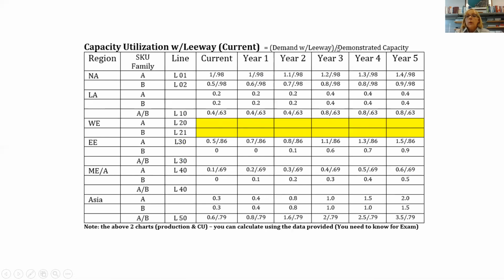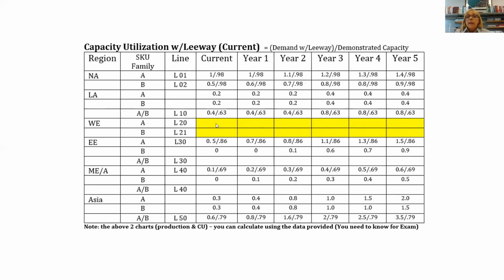The second number here, we said, we're just separating it from the demand with leeway by looking at the second one, which is demonstrated capacity, 0.98. Unless we do something to change that capacity, that's what we're showing currently and all the way through year 5. And this method will make more sense in just a moment. In other words, we have the capacity in year 2 to make 980,000 cases, but we have an estimated or forecasted demand with leeway of 1,100,000 cases. There might be a problem here.